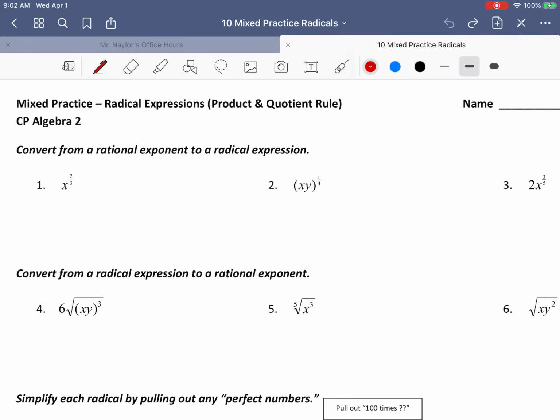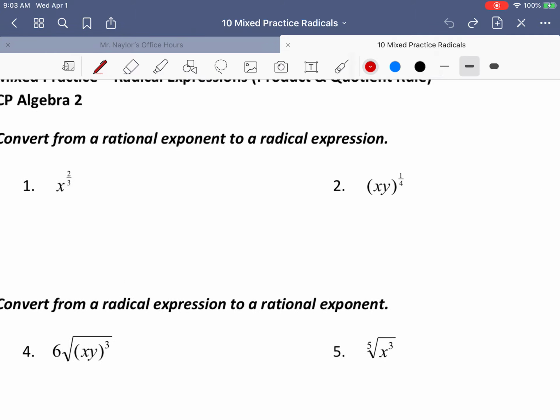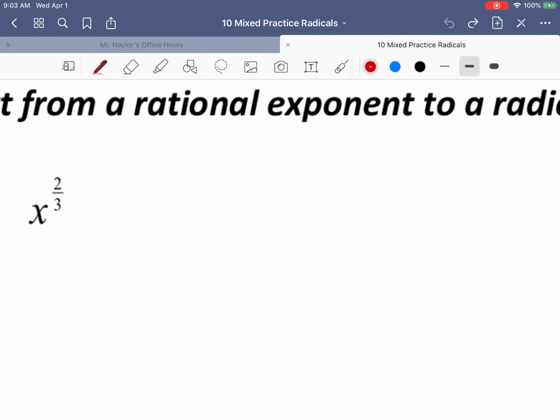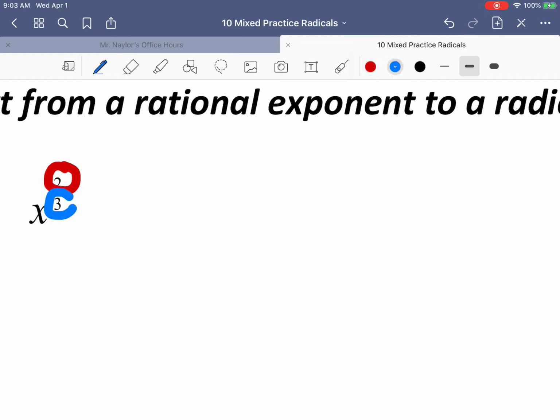All right, I'm going to provide you with this video explanation of these problems to help you process these concepts one more time before the mini check. Now, to convert from a rational exponent to a radical expression, it's this idea of flower power. Remember that the top is the power and the bottom is the root.